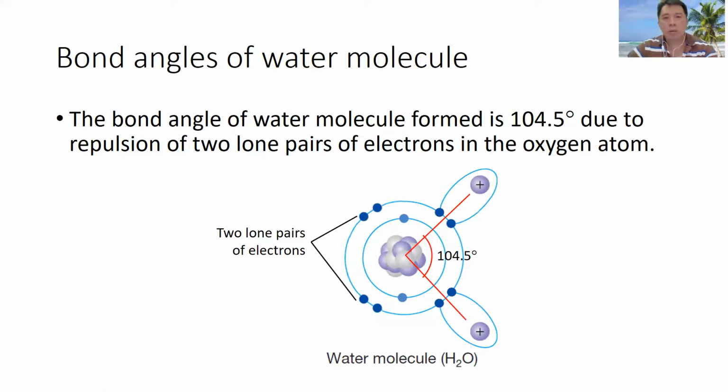The bond angle of the water molecule formed is 104.5 degrees due to the repulsion of two lone pairs. Here is one lone pair, here is another lone pair of electrons. Since there are two lone pairs of electrons, they have a repulsive force to push the electrons away. Then this will bend the angle of the water molecule to 104.5 degrees.